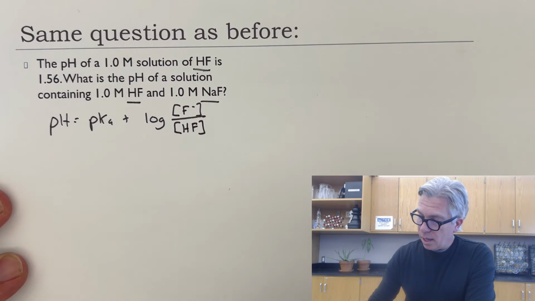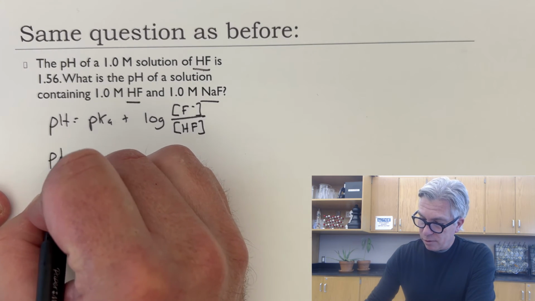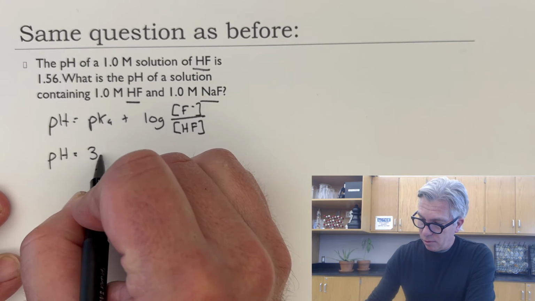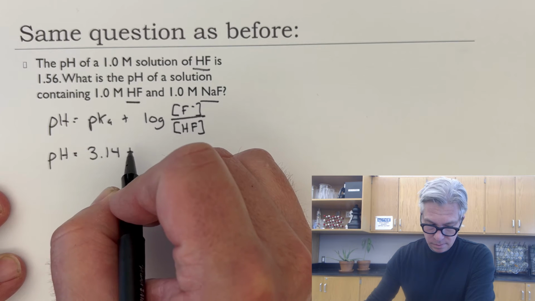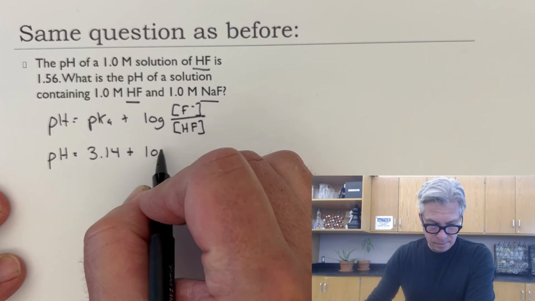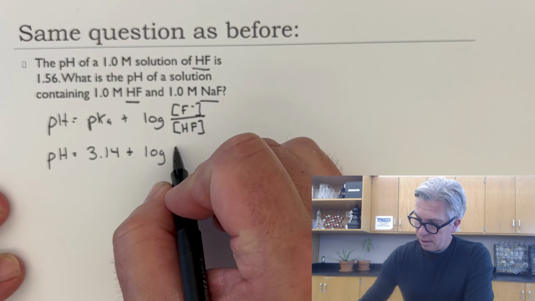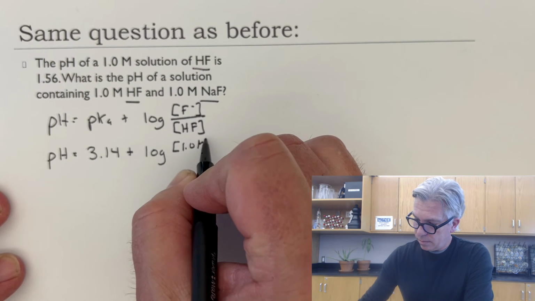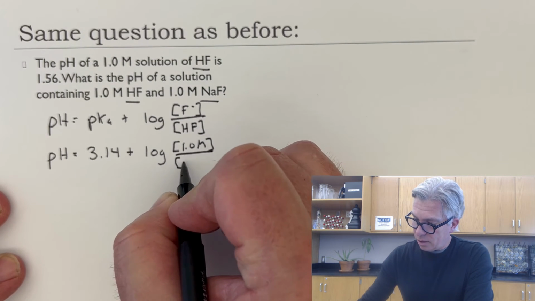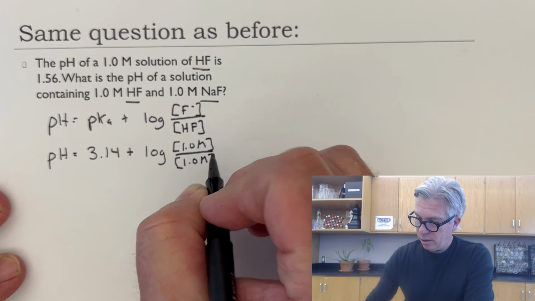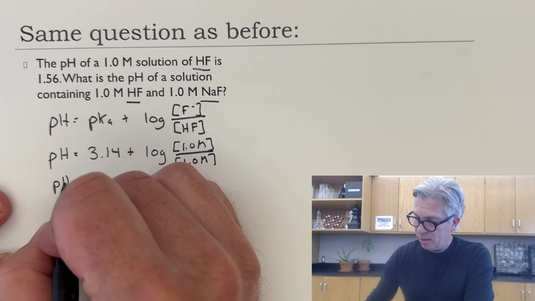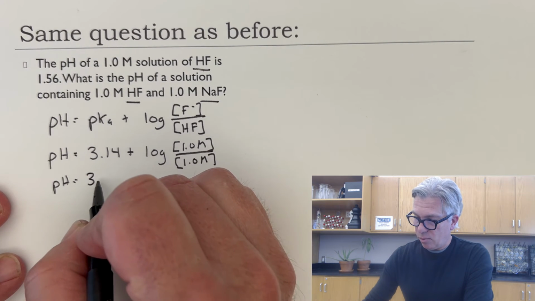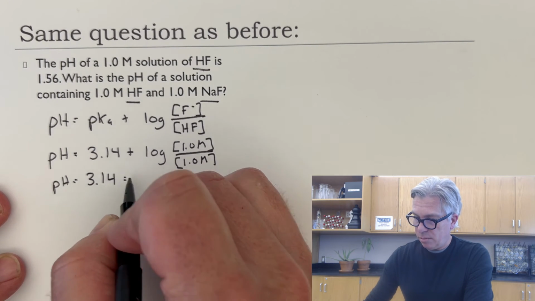Okay? And so the pH of my buffer is going to be equal to the pKa, which is 3.14, plus the log of the fluoride ion concentration, which is 1.0, and the HF concentration, which is also 1.0. And so my pH, if you take the log of 1, you get 0, and so the pH equals 3.14, which is equal to the pKa.